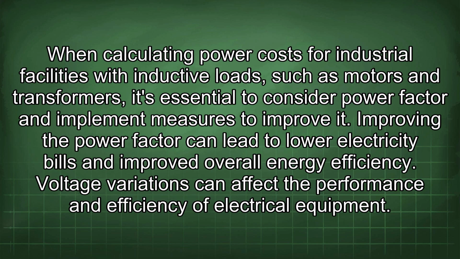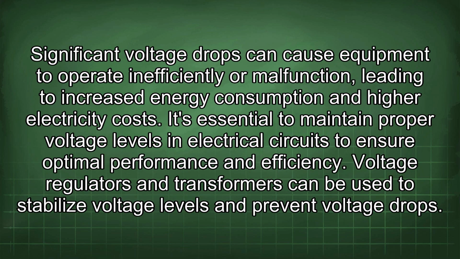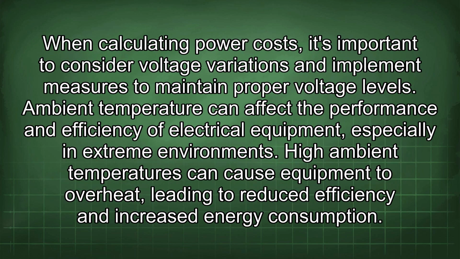Voltage variations can affect the performance and efficiency of electrical equipment. Significant voltage drops can cause equipment to operate inefficiently or malfunction, leading to increased energy consumption and higher electricity costs. It's essential to maintain proper voltage levels in electrical circuits to ensure optimal performance and efficiency. Voltage regulators and transformers can be used to stabilize voltage levels and prevent voltage drops. When calculating power costs, it's important to consider voltage variations and implement measures to maintain proper voltage levels.